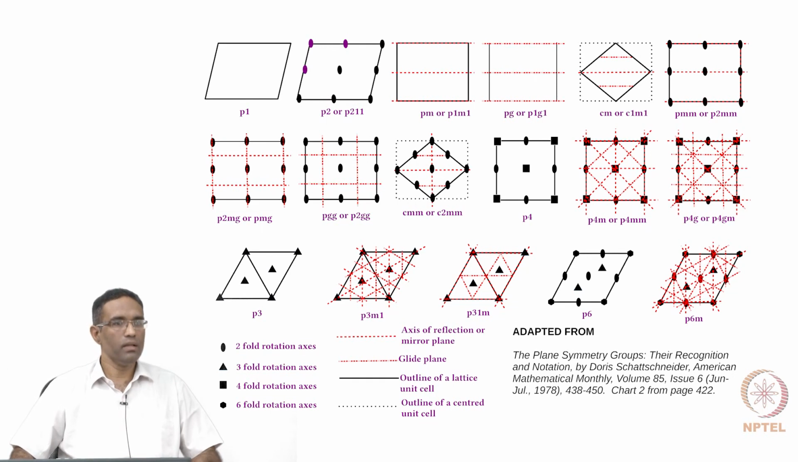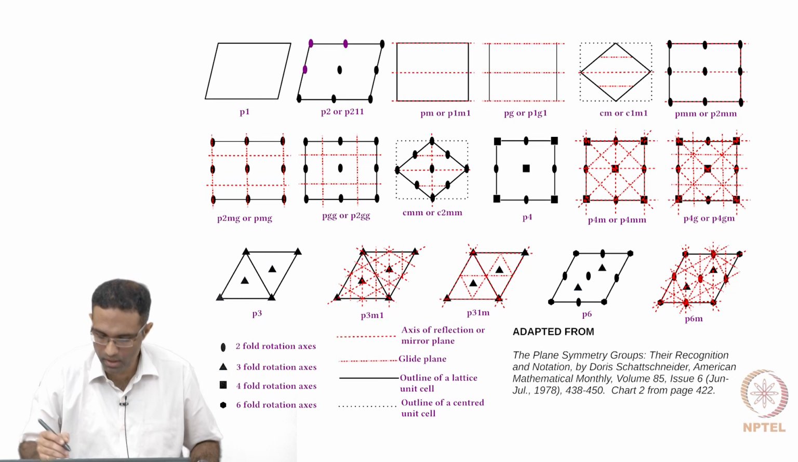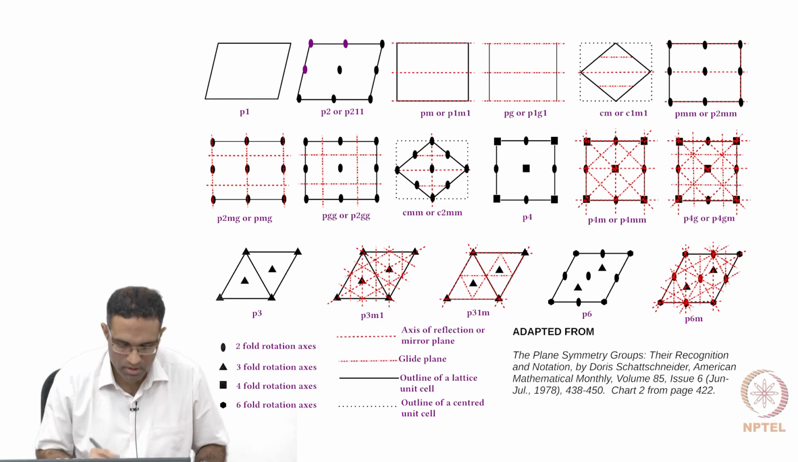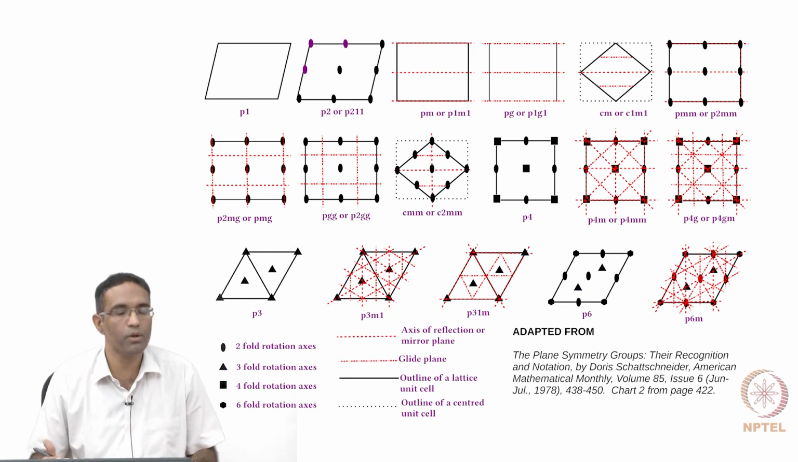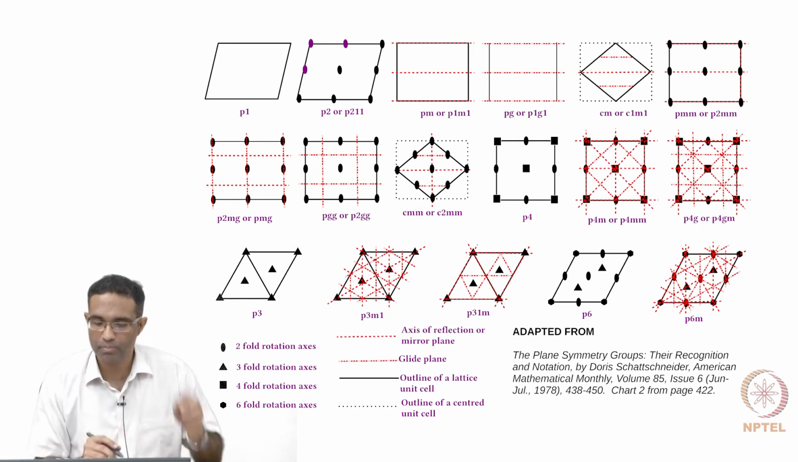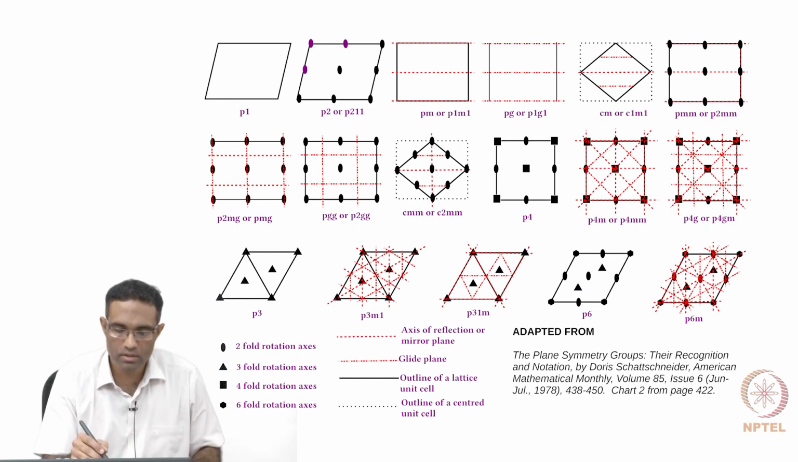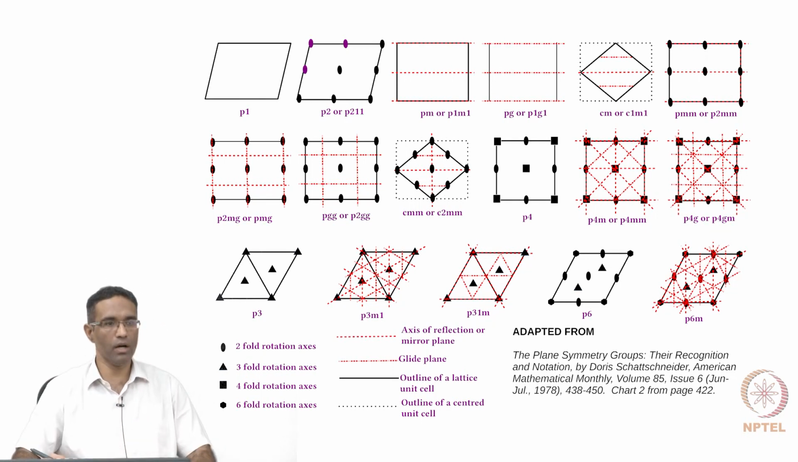These are the 17 plane groups. These are not drawn by me, they have been obtained from this reference right here. It's freely available on the internet. This particular page has been reproduced from that. So all the various plane groups are given here.